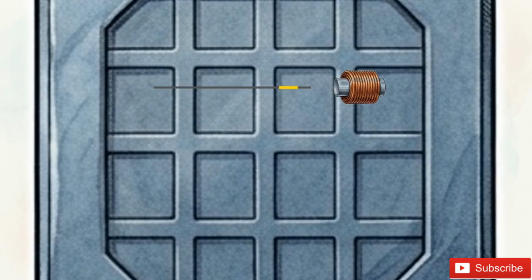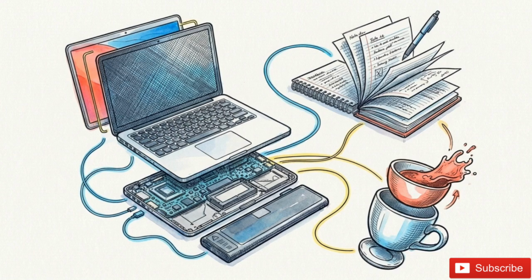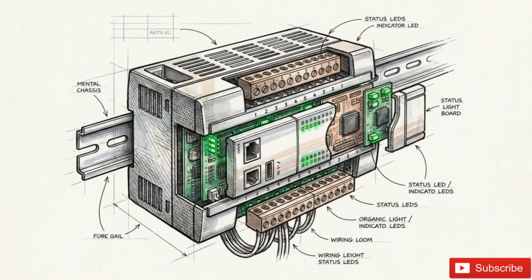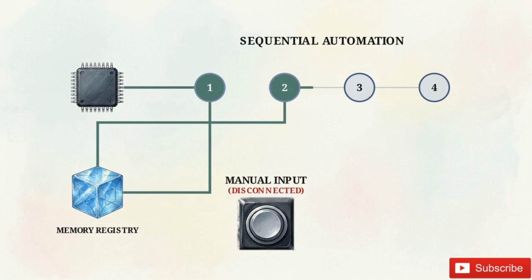We will implement latching logic to hold a signal and utilize internal memory bits to retain system states even after an input is removed. The only thing you need to follow along and test your own code today is a computer with the CODESYS software installed. Moving beyond simple direct commands to utilizing memory and latches allows you to design intelligent systems. You give your controller the ability to remember its own history and react to a sequence of events rather than just a single button press.